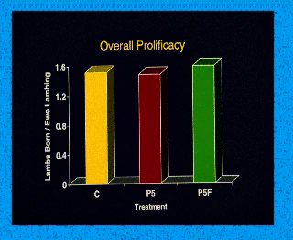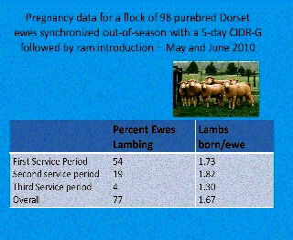Okay, so what kind of results do we get if we take this out to the field and use it in your flock? This is a flock of purebred Dorsets up in Preston County, West Virginia. 98 ewes that were synchronized in May and June of 2010 with 5-day CIDR and ram introduction. First service, we got 54% of the ewes lambing, 1.73 lambs per ewe. Second service, 19% more, 1.82. A few stragglers of the third service period.